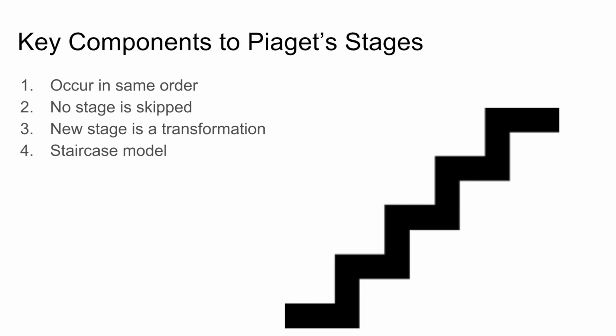Piaget's theory of cognitive development has 4 stages. These stages can also be seen as sequences of thinking patterns. Piaget's theory has 4 key components that we should discuss before we get into what each of the stages are.